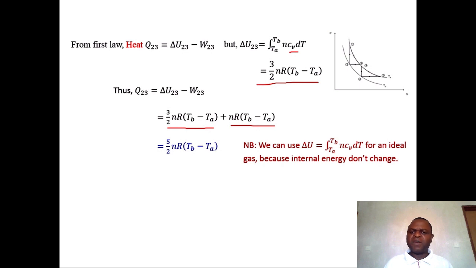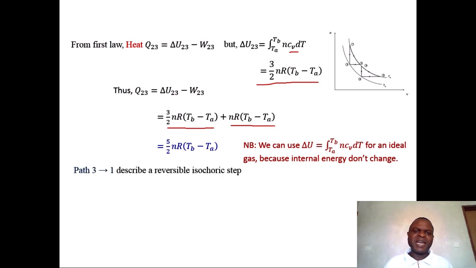So we can use this expression, delta U is equal to the integral from TA to TB of Cv dT, for an ideal gas, because internal energy does not change with changes in volume or pressure. It is only affected by changes in temperature. So we can use this expression for an ideal gas to calculate the internal energy required in the first law of thermodynamics.